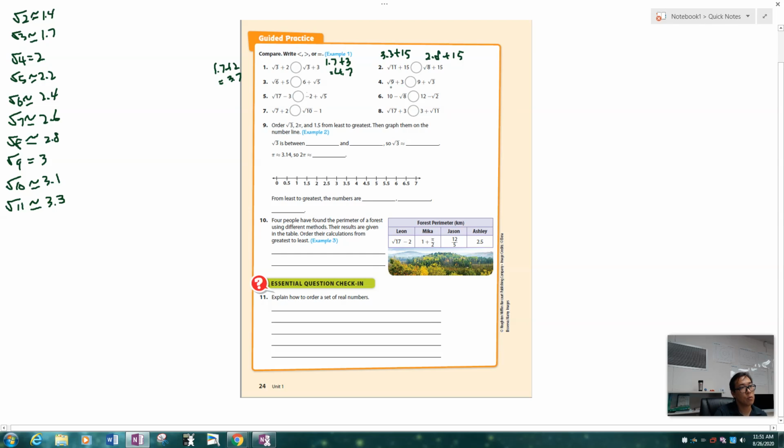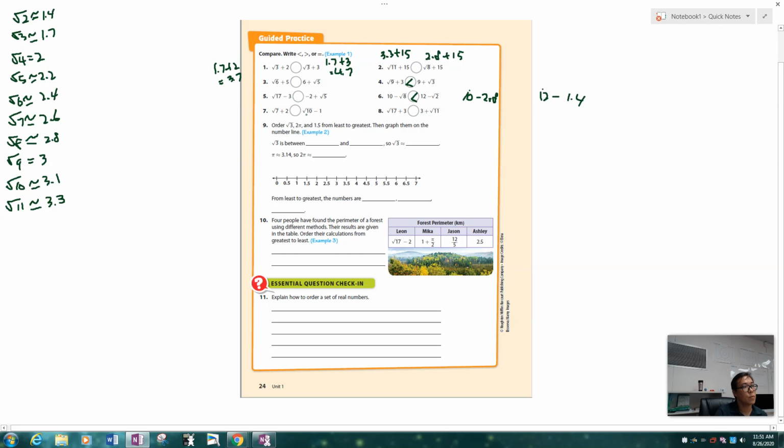Oh, by the way, square root of 9 is 3. So 3 plus 3 is 6. 9 is already bigger than 6, so this one should definitely go over here. And let's work on this guy. So 10 minus square root of 8, which is 2.8, and 12 minus square root of 2, which is 1.4. So this is a bigger number. 12 is already bigger than 10, but subtracting 2.8 is bigger than subtracting 1.4, so it definitely goes this way.